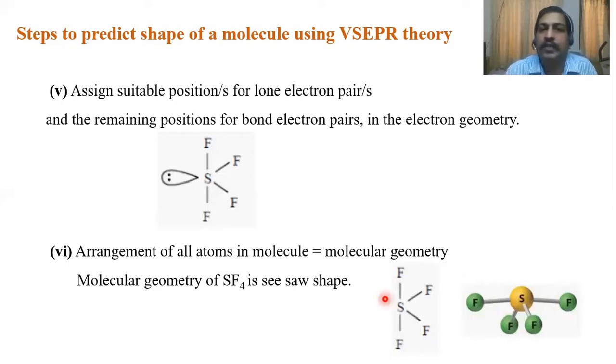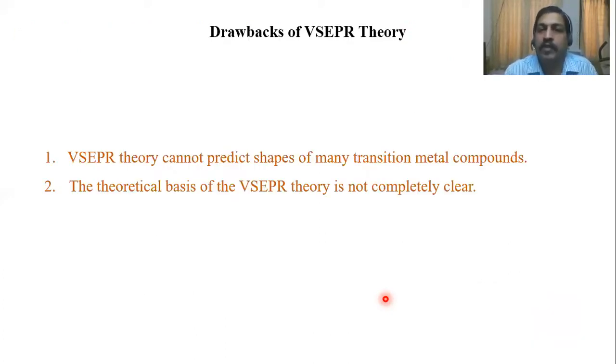Okay, so these are the steps to predict the shape of a molecule using VSEPR theory. VSEPR theory is able to predict the shapes of a large number of covalent molecules, particularly those in which the central atom is a p block element. However, the theory fails in the case of many transition metal compounds. Also, the theoretical basis of VSEPR theory is not completely understood. It is not completely clear. Okay, so these are the two drawbacks of VSEPR theory.